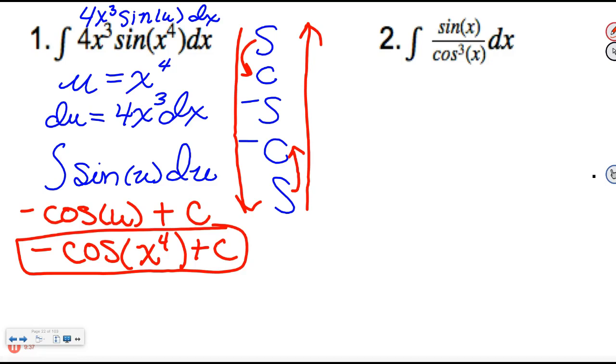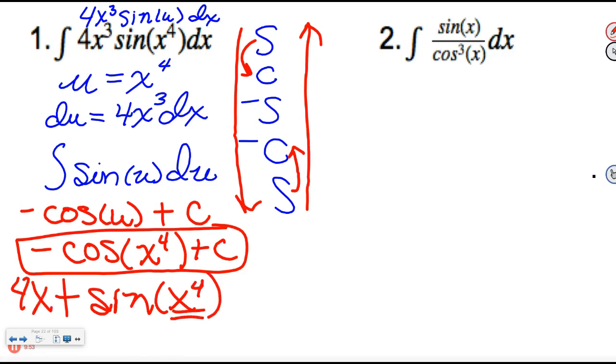Let's try it. What is, again, constant multiple rule, the negative just stays out front. What is the derivative of cosine? Negative sine, so it becomes a positive. Sine x to the 4th times the derivative of the guts, which is 4x cubed, right? And C goes to 0. So I know I got that one right. It's kind of cool.